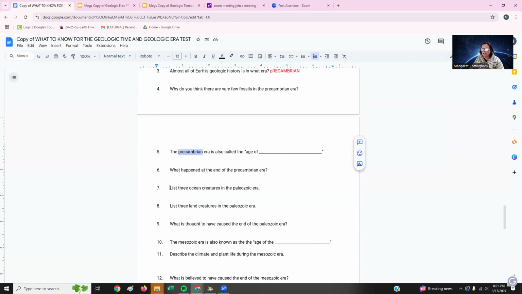Let's see, list 3 ocean creatures in the Paleozoic era. So go back and look at your stuff on that. List 3 land creatures in Paleozoic. These are all from your poster. This is why we did the poster, okay?